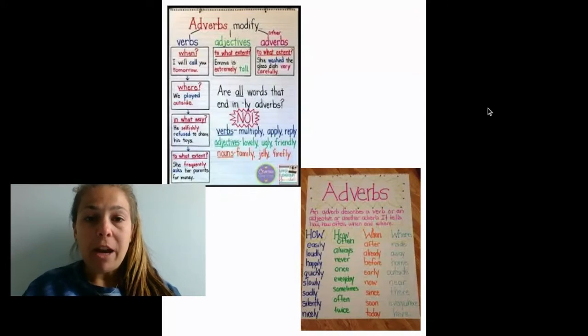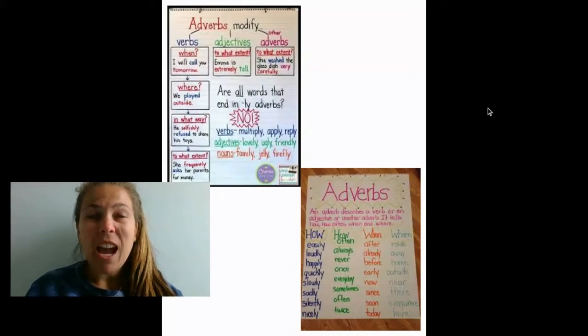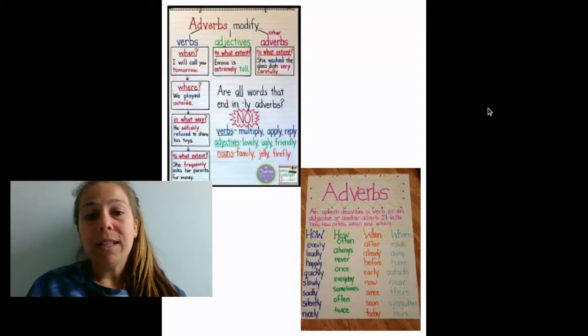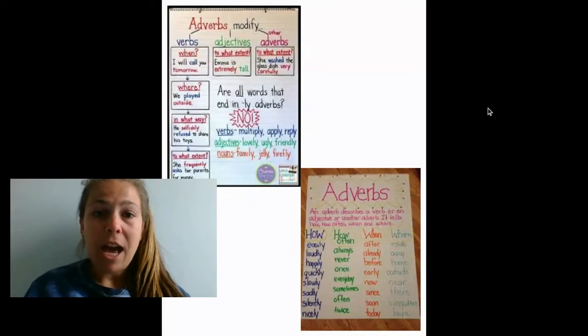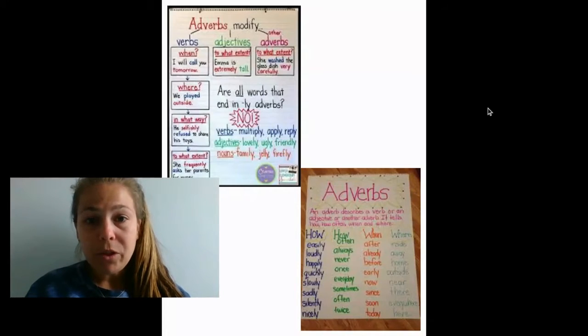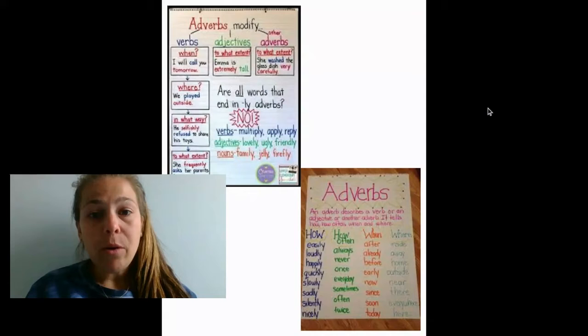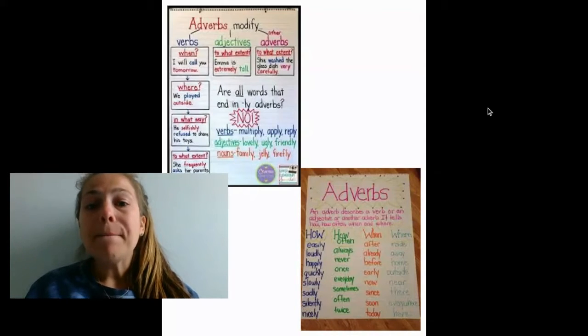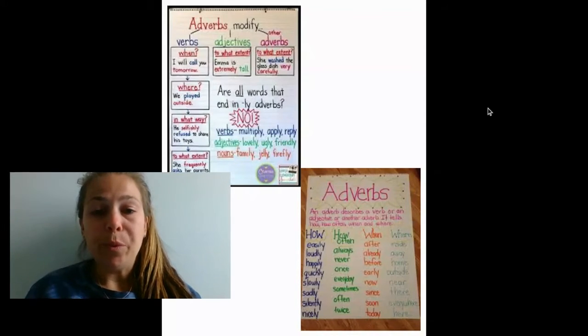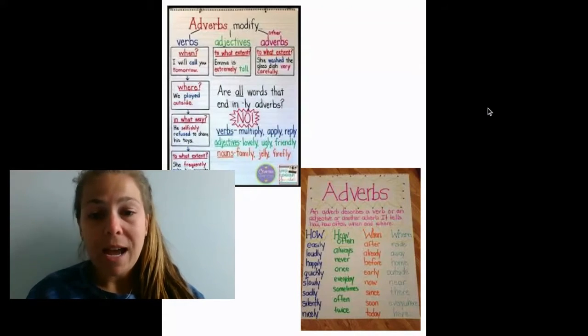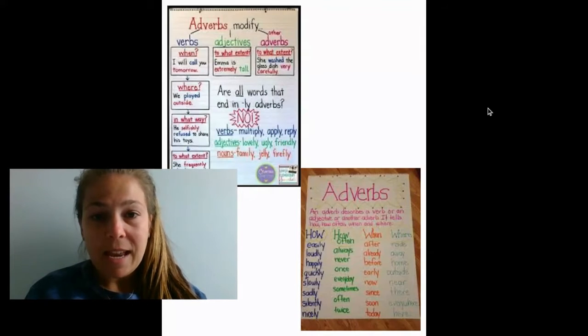Now we also know that adverbs modify adjectives. So to what extent? Emma is extremely tall. So tall is the adjective and extremely is telling to what extent. And then we have adverbs can also modify other adverbs. So to what extent? She washed the glass dishes very carefully. So remember, are all words that end in ly adverbs? No. Okay. But we have the words, they help us to modify verbs, adjectives, and other adverbs.